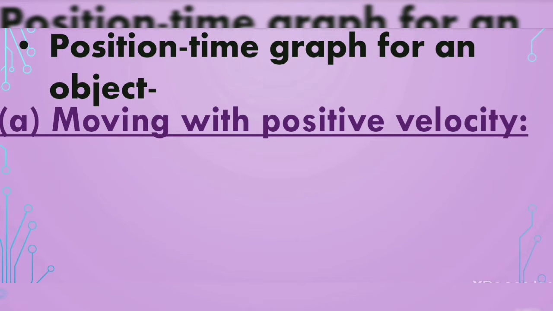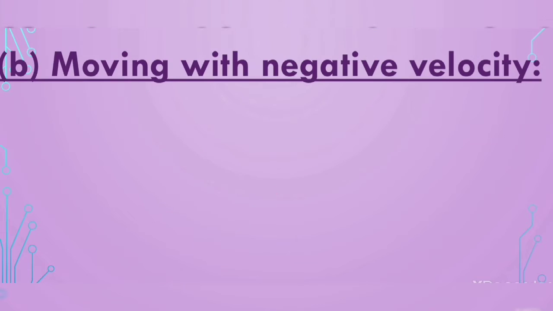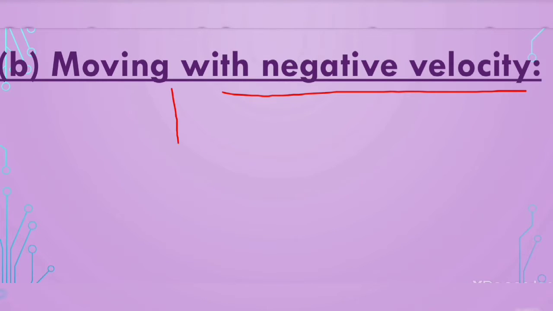Now, what information does the position time graph give? So we have to draw various position time graphs. Case first is when the object is moving with positive velocity, then the position time graph is uniform. That is, the object covers equal distance in equal intervals of time.